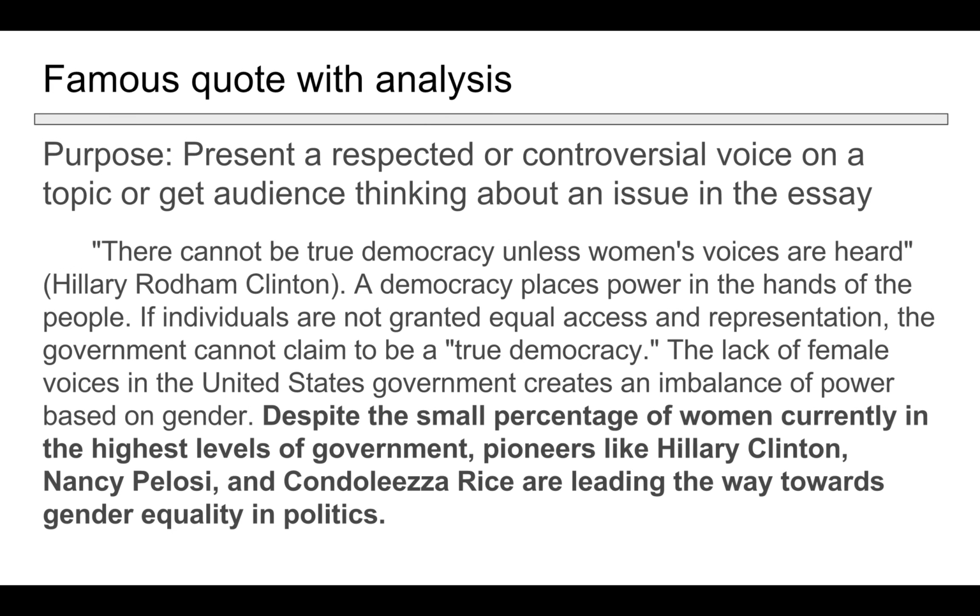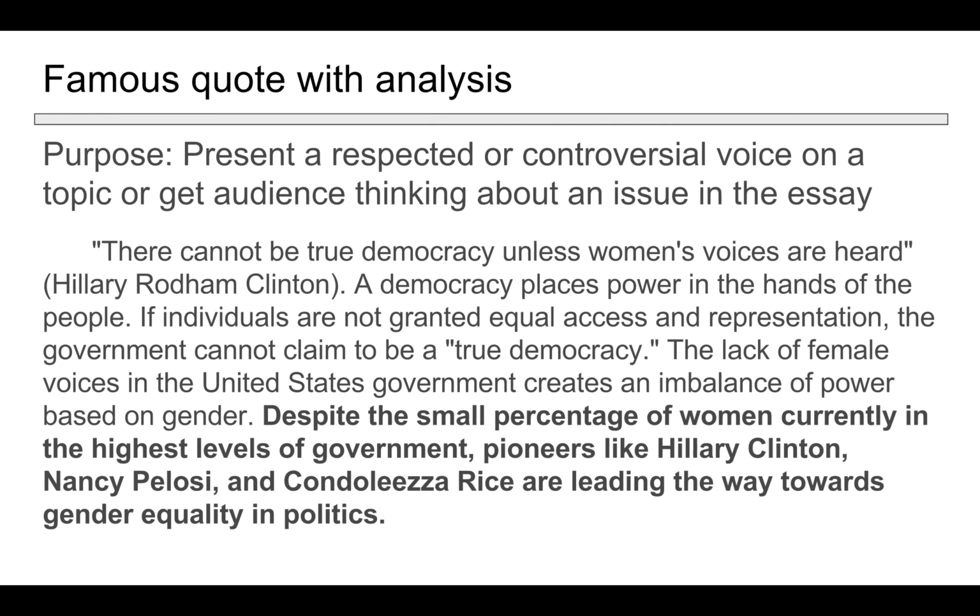background for your reader. You can also begin with a famous quote and then follow that quote with some analysis so it's clear how the quote connects to the topic you're writing about. And the purpose of this is to present maybe a respected voice or even a controversial voice on a topic, or getting your audience thinking about some issue in the essay by presenting a quote about that issue. So this particular essay begins with a quote by Hillary Clinton, which some might respect and some might feel is very controversial. So she says, "There cannot be true democracy unless women's voices are heard.